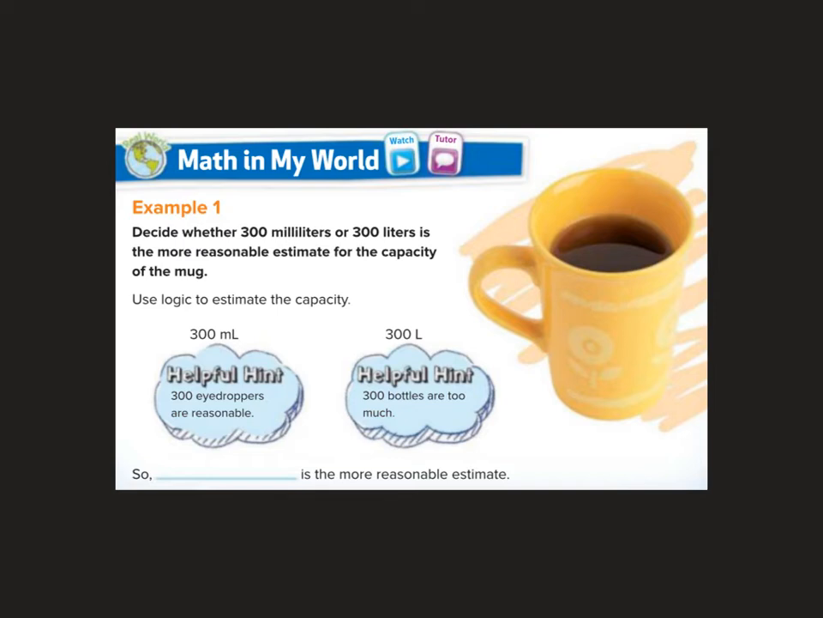Decide whether 300 milliliters or 300 liters is the more reasonable estimate for the capacity of this mug. Here's our helpful hint. 300 eyedroppers are reasonable, right? If I filled it up and squeezed out a little eyedropper 300 times, I'd probably get about that much. 300 bottles, right? That'd be like 150 of those 2-liter bottles that we have at school. Would that fit into a coffee mug? No way. So 300 milliliters would be the best estimate.